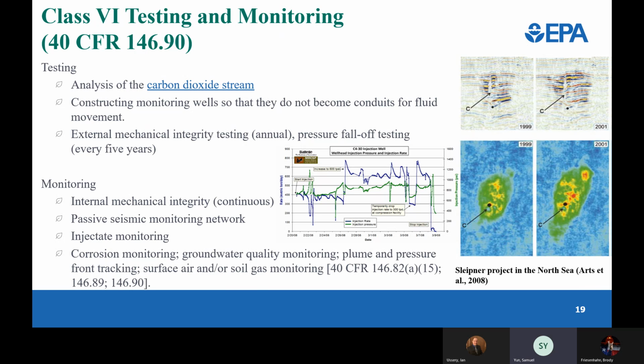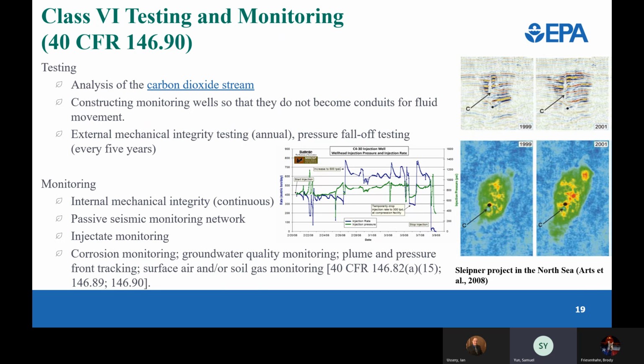Testing includes, first, analysis of the CO2 stream with sufficient frequency to yield data representative of its chemical and physical characteristics. Second, testing of monitoring wells so that they will not become conduits for fluid movement. And third, annual external mechanical integrity testing and pressure fall-off testing every 5 years.